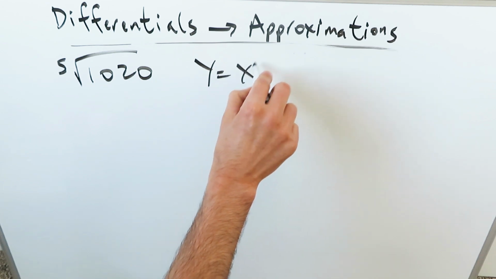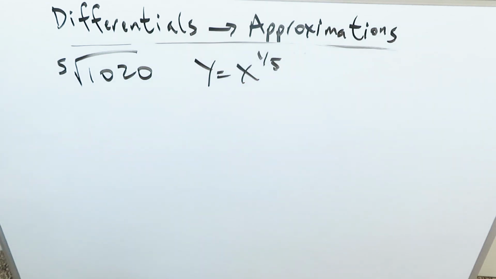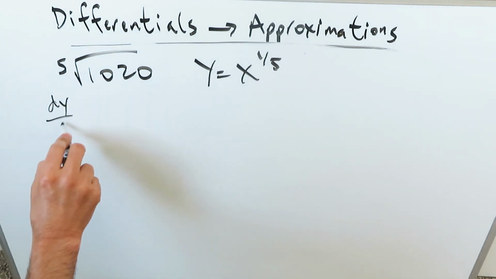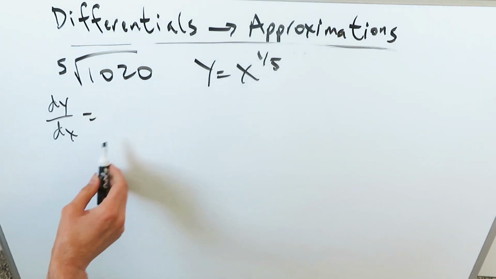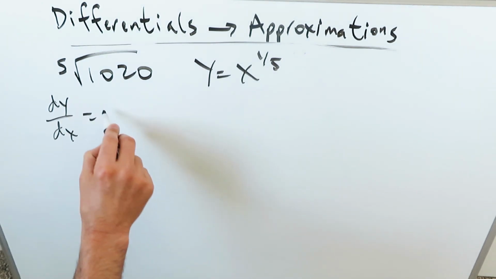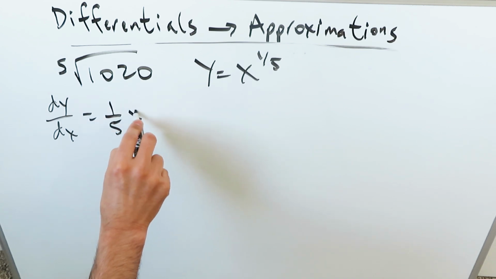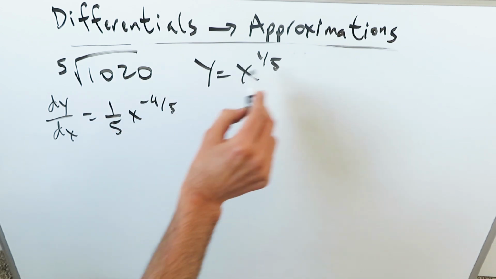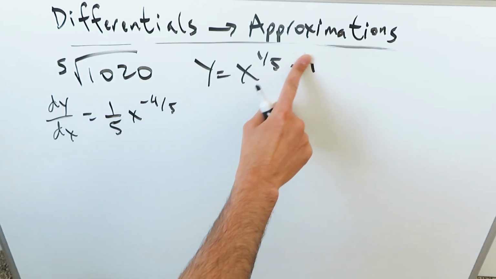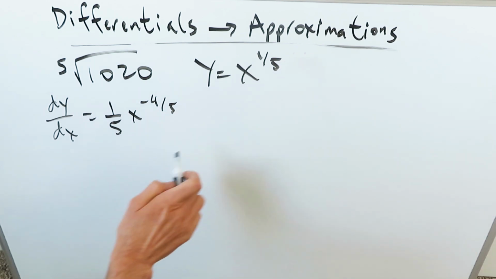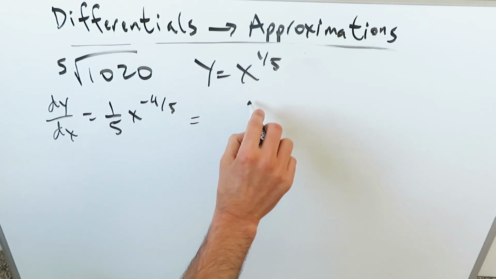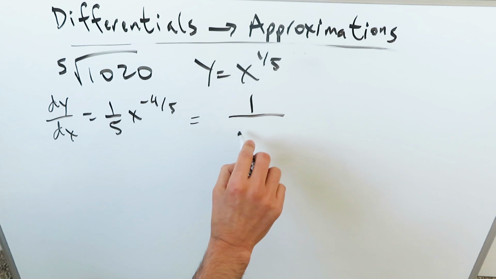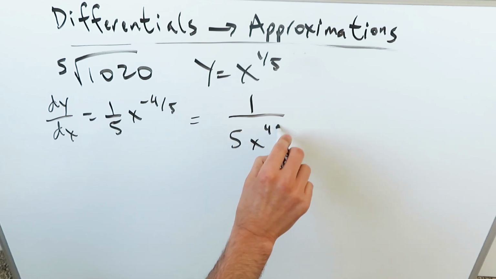Y is equal to x to the power of 1 over 5, the 5th root. Then obviously you have to do the derivative of this. The derivative with respect to the variables, dy over dx, is equal to, using the power rule, 1 over 5 x to the power of -4 over 5, because this right here is always a -1 using your power rule. 1 over 5 minus 1 is a -4 over 5. You'll have over here 1 over 5 x to the power of 4 over 5.